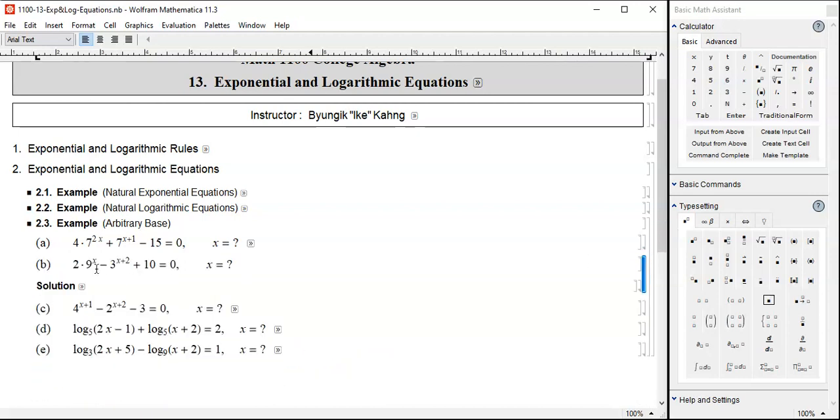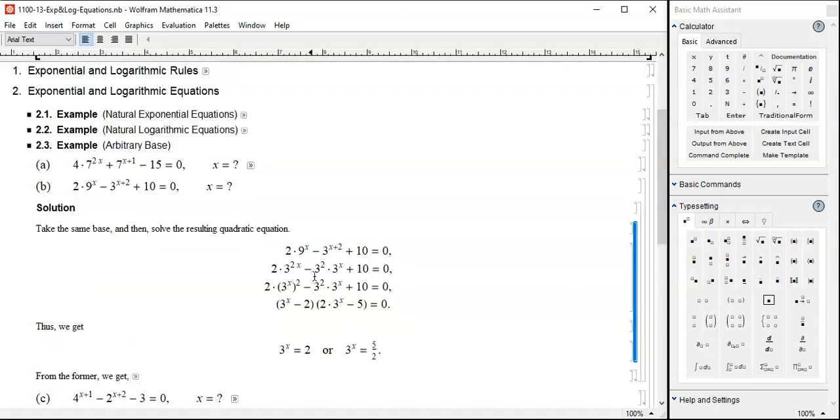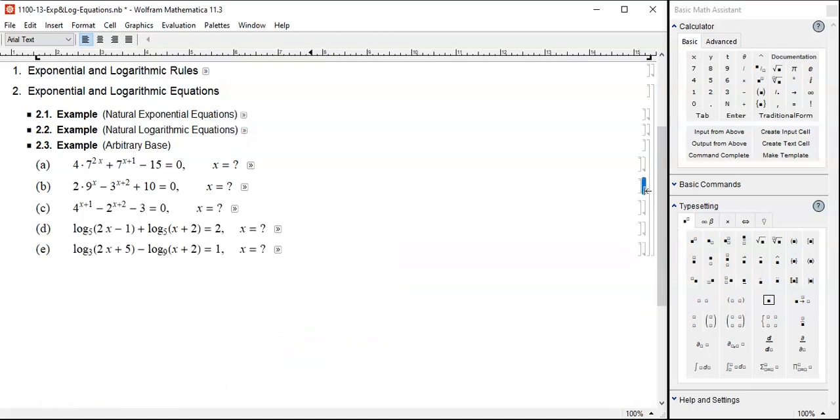Next, 9 to the x power, that's quadratic, and 3 to the x plus 2 power you can decompose as 3 squared times 3 to the x power like this. And 3 squared is 9, so yes, you can factor further. Factorization, and we have two candidates. Turns out both of them are solutions.